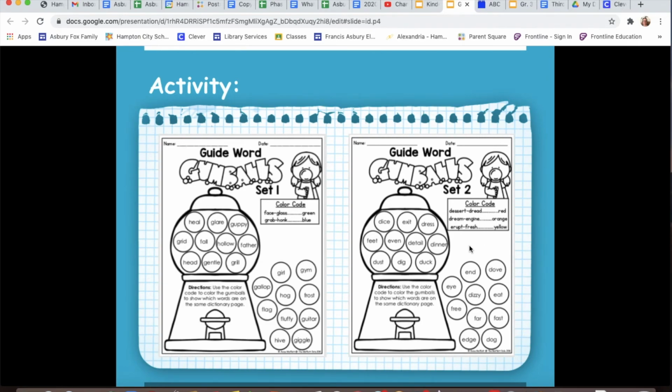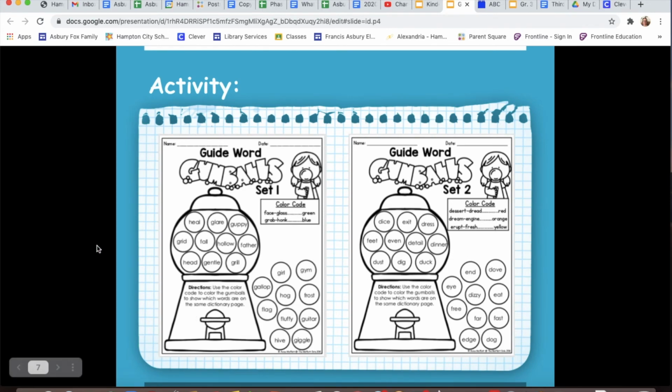And the same thing goes for second grade. If you are not able to print out this worksheet, you can get your own piece of paper, you can draw a bunch of gumballs on the paper, you can write these words inside the gumballs, and then decide which group they go in, and then color that gumball the color that goes with which group you think it belongs to. Okay? And that'll be really good guide word experience for you.